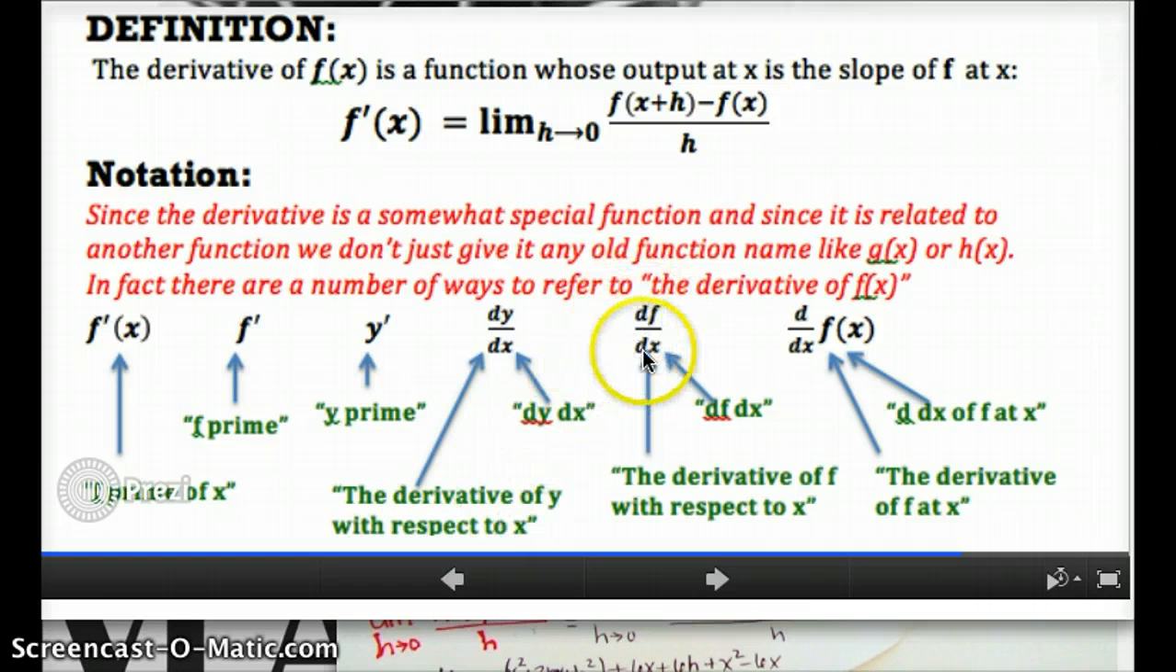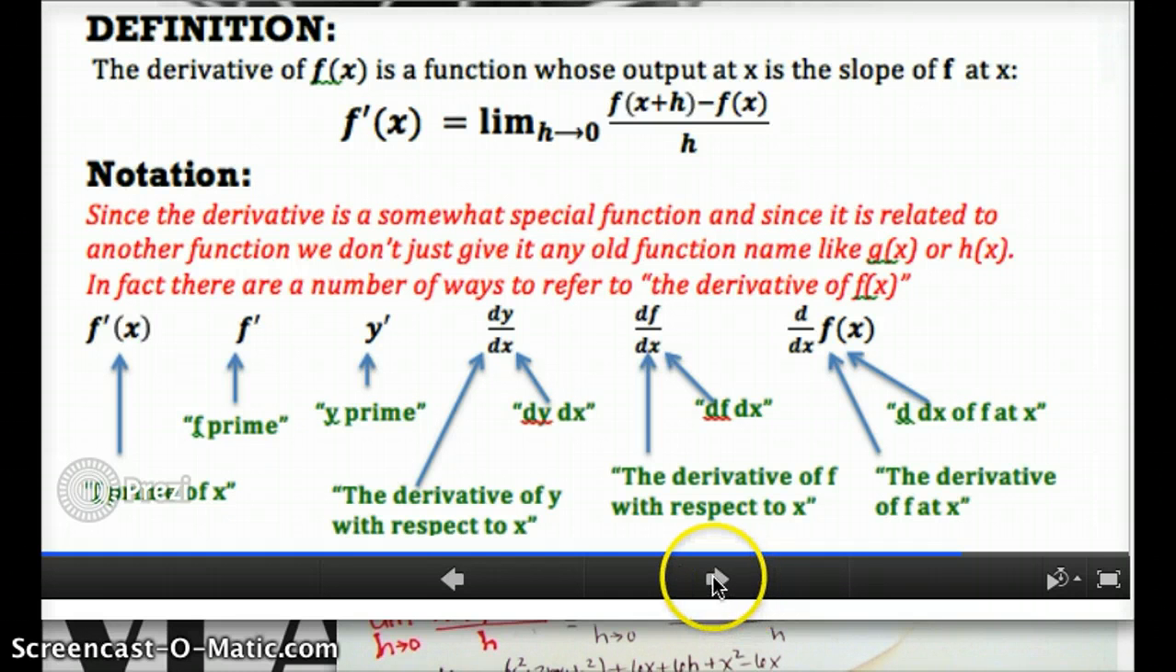Similarly, we could say df dx, or the derivative of f with respect to x. We could say d dx of f of x, which is really just saying the derivative of f at x. Make sure that you pause the video and write all of these down. They will come up. I'm not going to warn you when I switch notations. The book certainly won't, and the AP exam won't either.